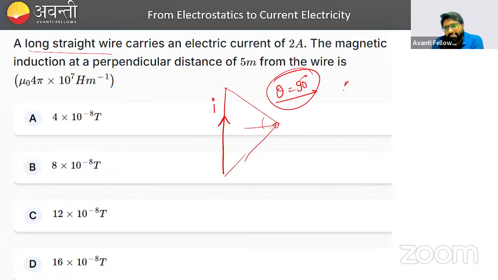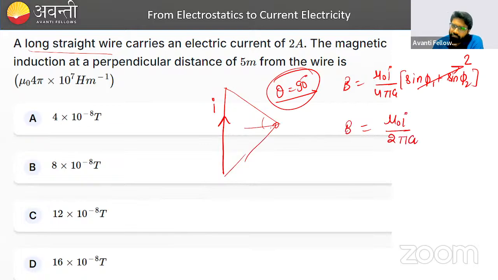So we are using the case B equals mu naught I upon 4 pi a, (sin phi 1 plus sin phi 2). And since this wire is very long, this phi 1 and phi 2 are 90 degrees. So it is coming out to be 2. So B we can say is mu naught I upon 2 pi a. Got it?